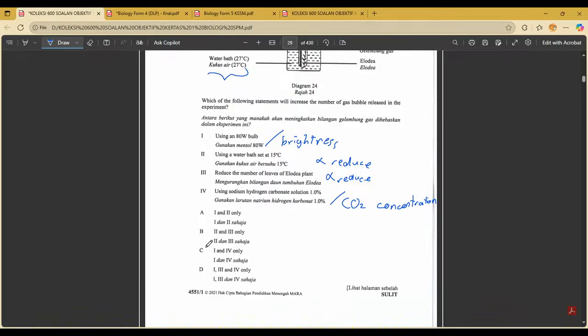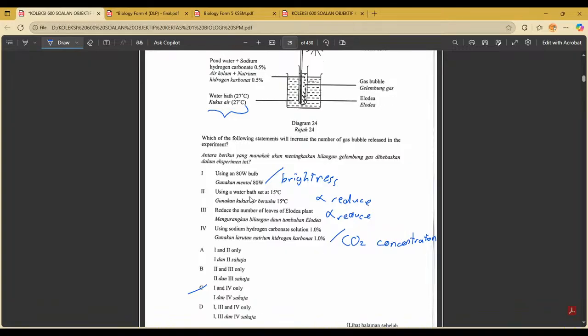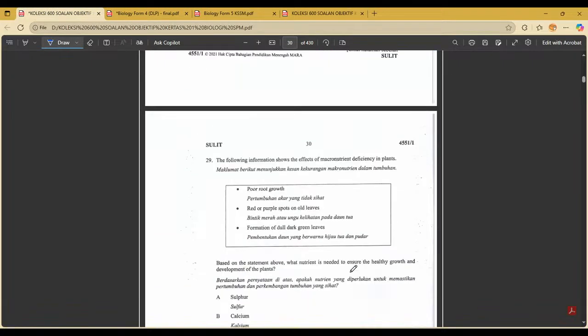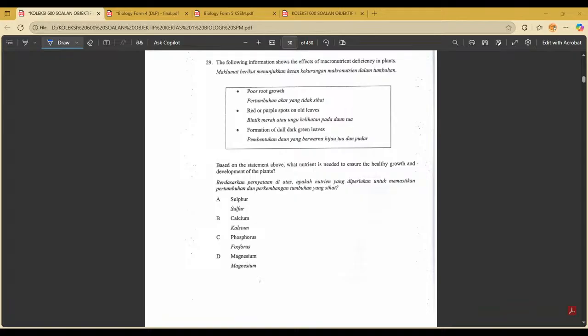It's 1 and 4 only. This will reduce it because of lower surface area. Yep. Okay.